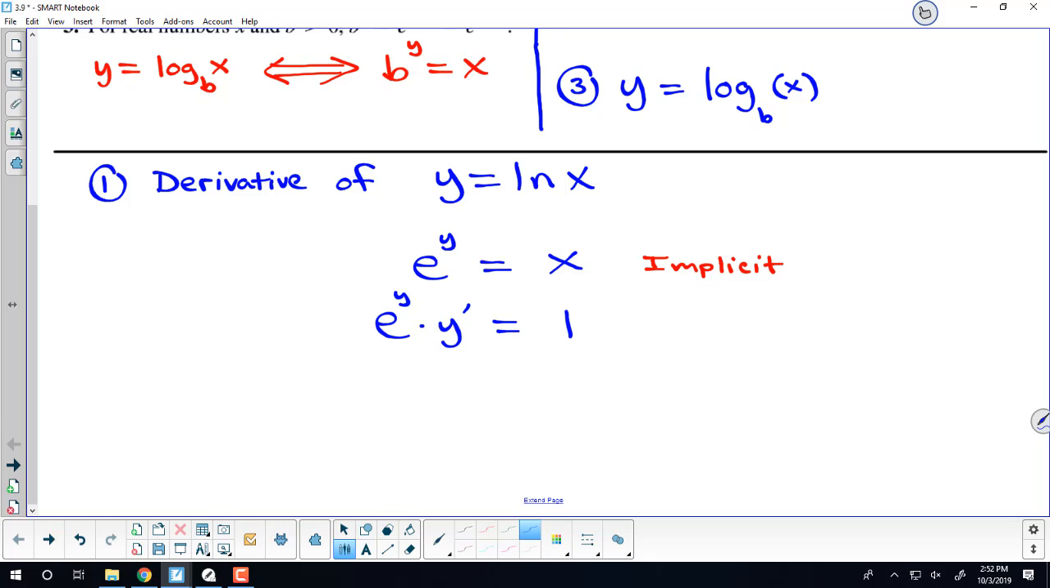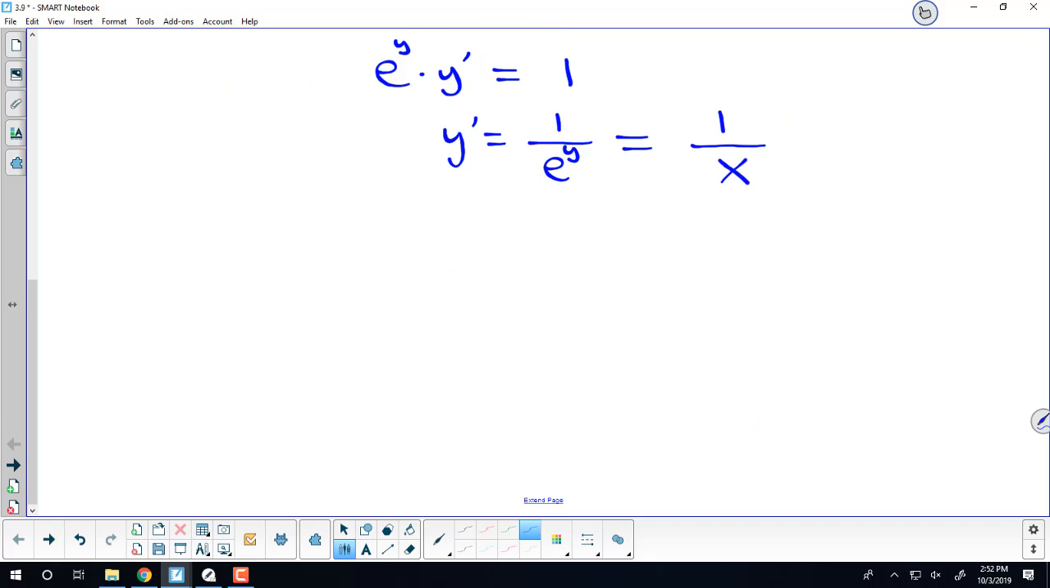So then we solve for y prime and say y prime is equal to 1 over e to the y. But what's e to the y? X. E to the y is equal to x. So what we've shown is that the derivative of the natural log of x is 1 over x.